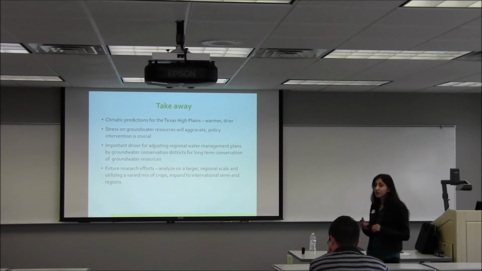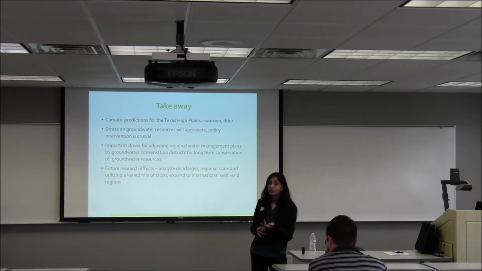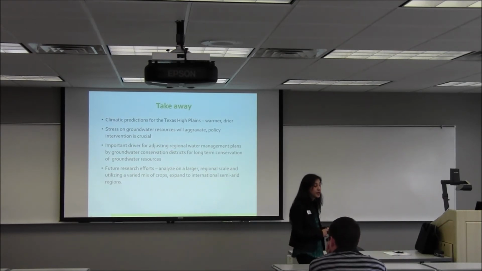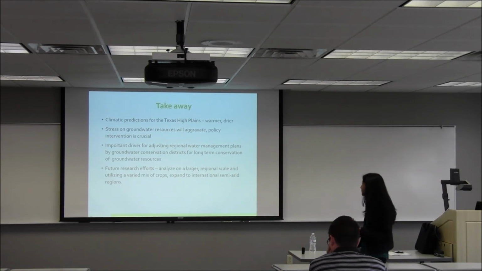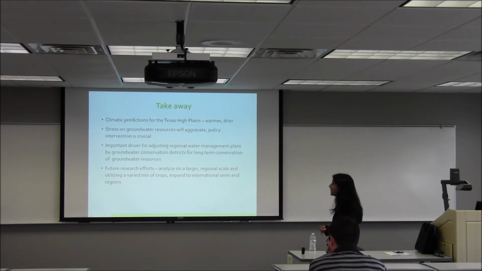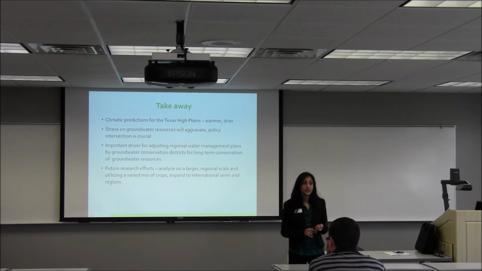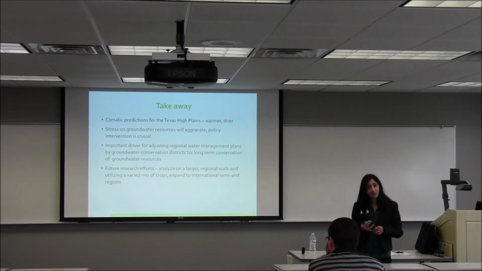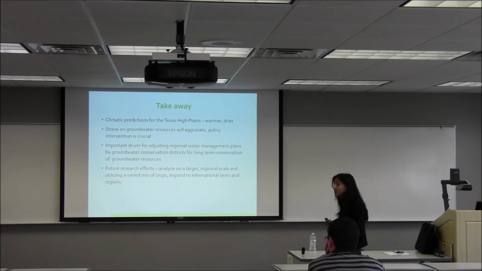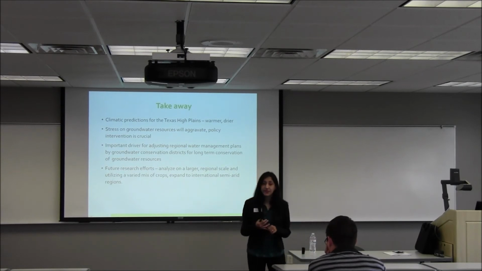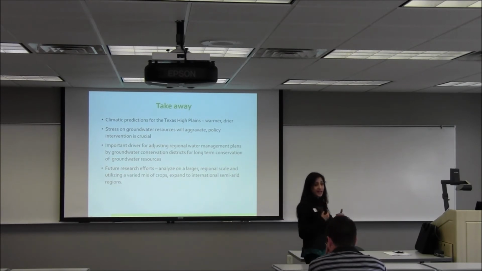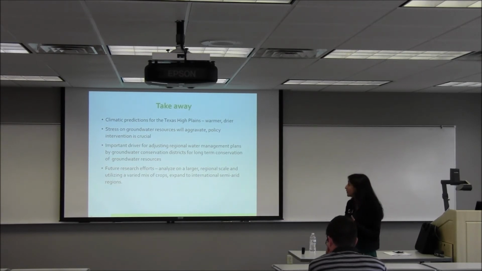So the big takeaways from this study: climatic predictions for the Texas High Plains are that it is definitely going to become warmer and drier, and precipitation is going to go down. The stress on groundwater resources is definitely going to go up. So policy management or policy intervention becomes crucial, and that is why there is a need for including at least some of these assumptions in the groundwater management plans.